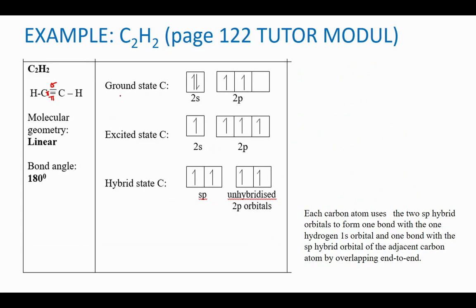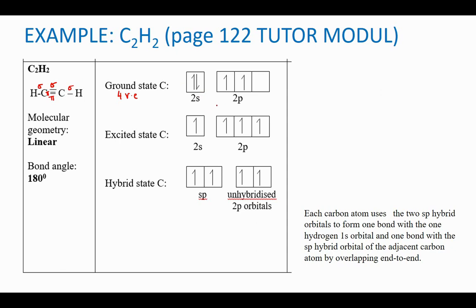This is the ground state of carbon. Carbon has 4 valence electrons. So we have 2 electrons in s and 2 electrons in p. So since we need to make 2 sigma bonds, in between C and H there is a sigma bond, and between C and C there is another sigma bond. So each carbon atom requires 2 sigma bonds.